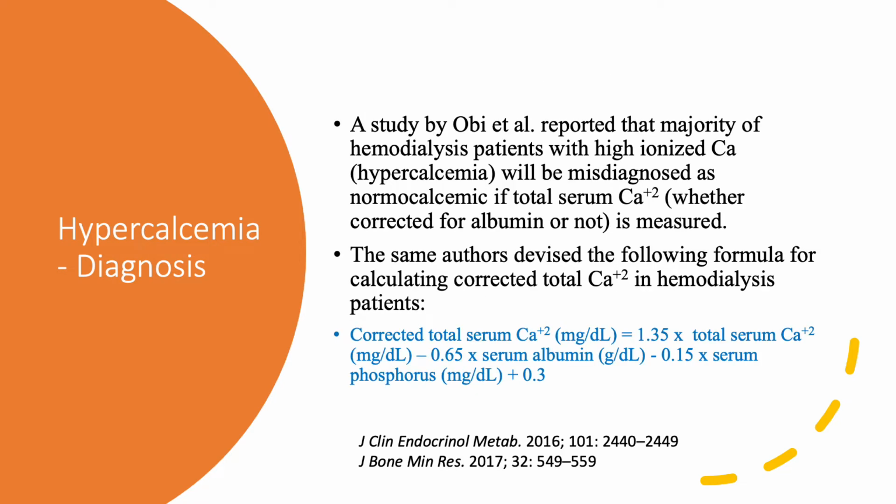Now, in patients on hemodialysis with hypercalcemia based on high ionized calcium, if we just go by total calcium, even if we correct it for albumin, we are going to misdiagnose many of them as normocalcemic. So Obi et al. suggested a formula, you can see that on the screen, for corrected serum calcium. It's different from the simple formula I mentioned in lecture 1 on calcium.